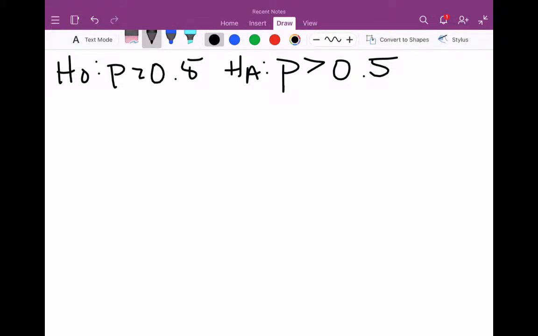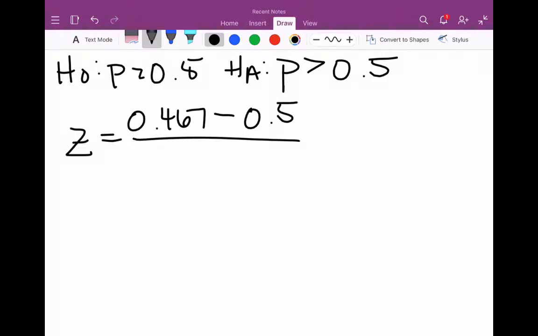Because we were told that the assumptions and conditions are already met, we don't have to go check them, so we can go right into the mechanics and calculate our z-score and p-value. So to calculate the z-score, I have our sample proportion, which is 0.467, minus our null hypothesis of 0.5, divided by the standard deviation.